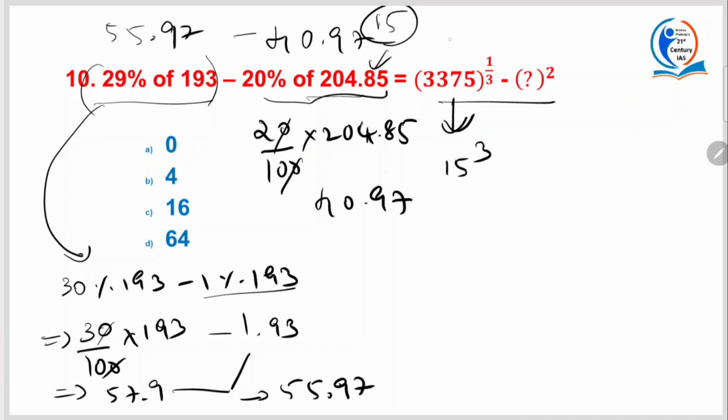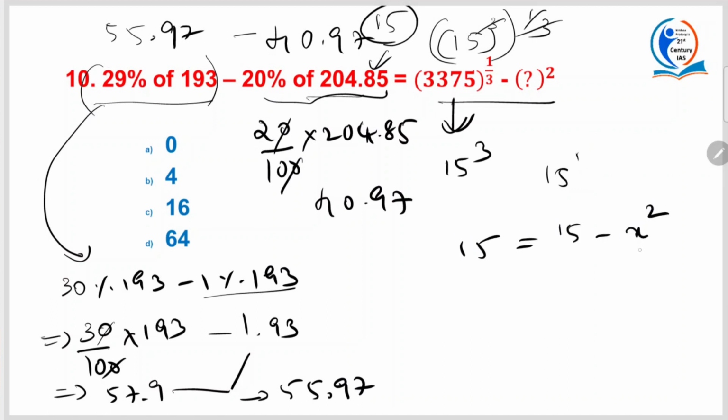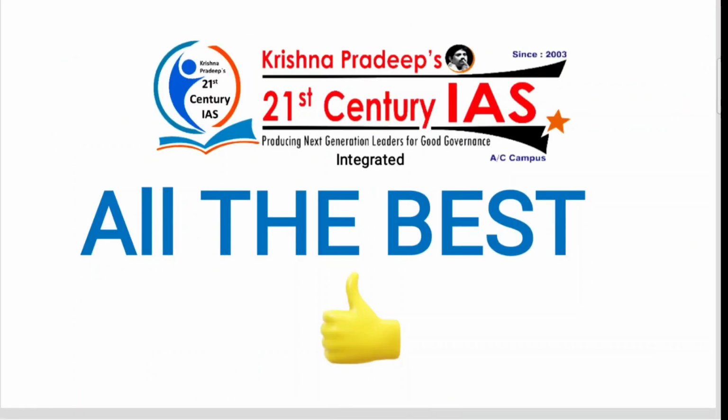Now the right hand side is how much? It is 15 cube whole by 1 by 3. So 3 and 3 will get cancelled. So here it is 15 power 1, that is 15. 15 minus x square is equal to 15. Now what is the value of x here? It is 0. Okay, so it is 0. A is the answer.